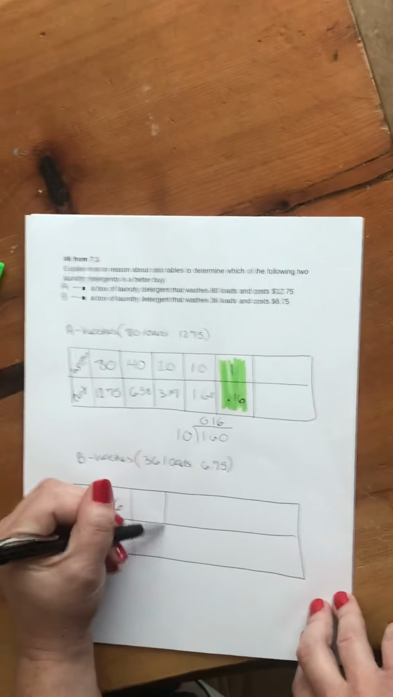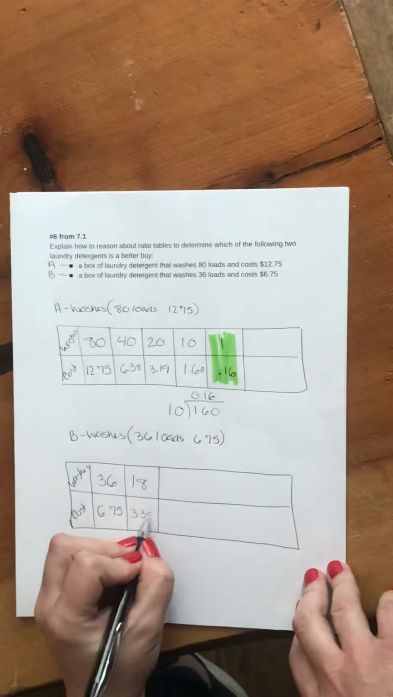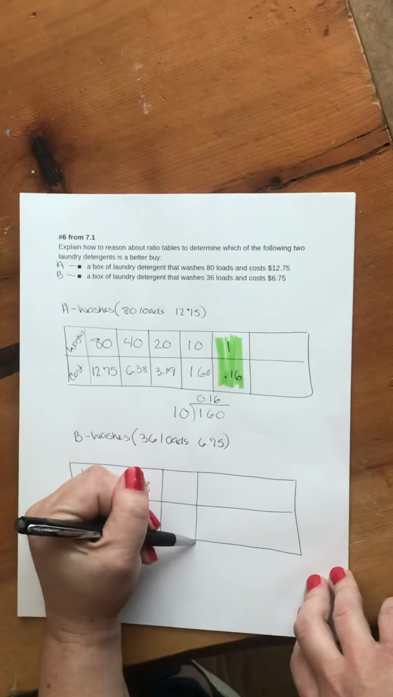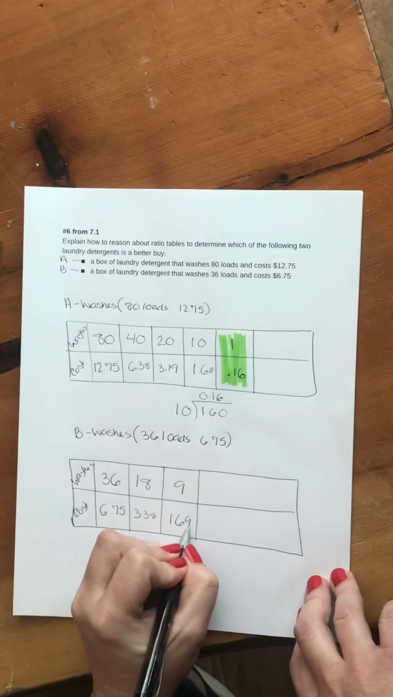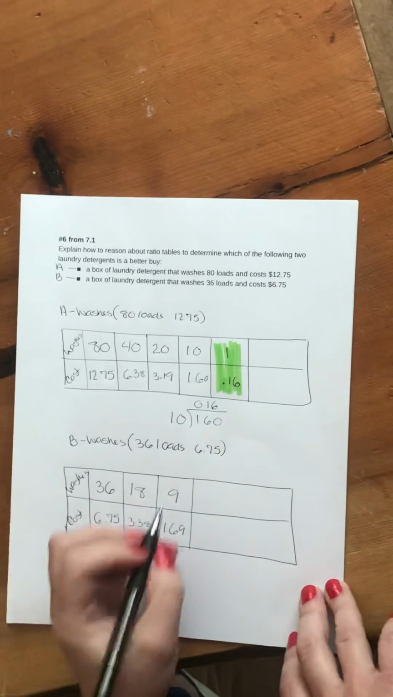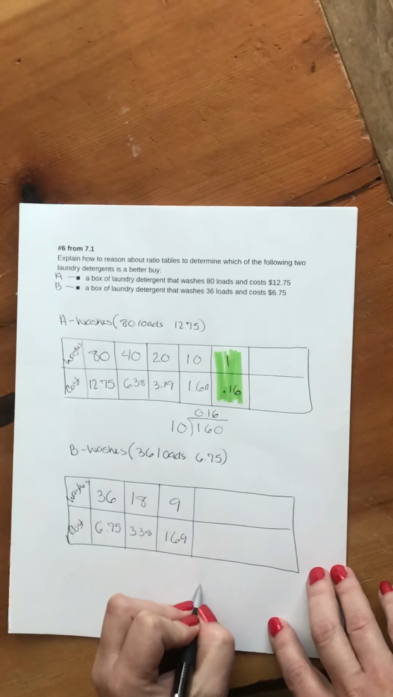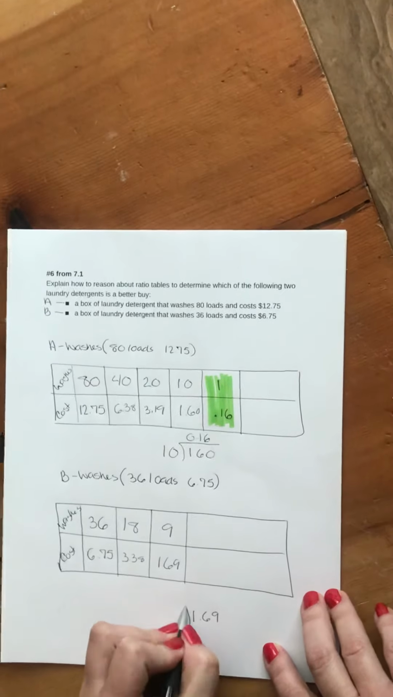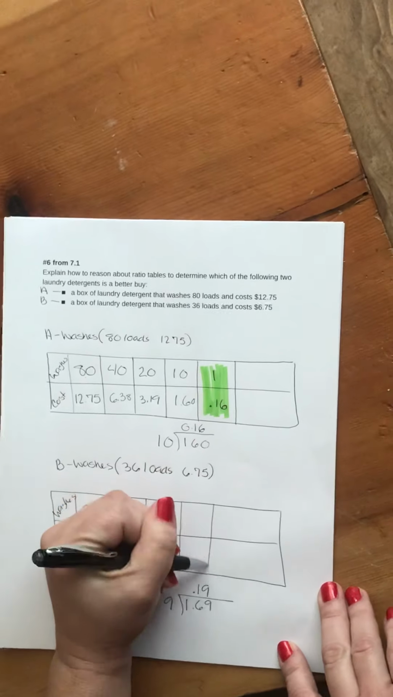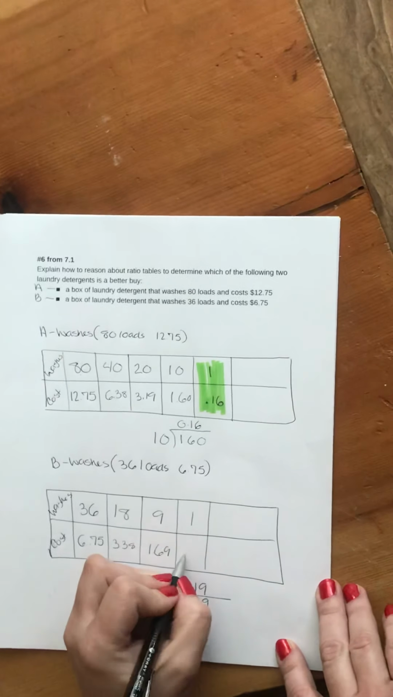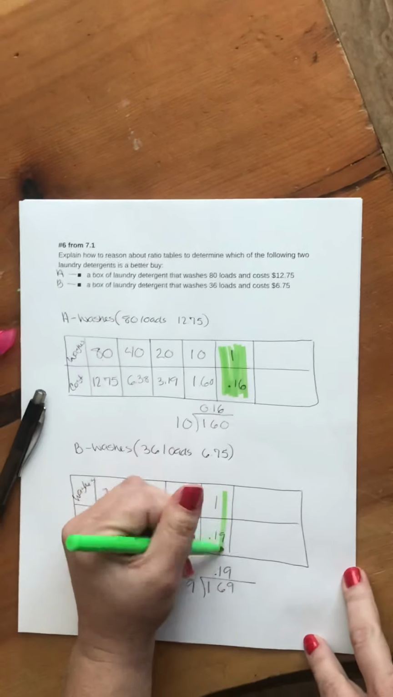So half of 36 is 18, and half of $6.75 is $3.38. And then again, half of 18 is 9, and half of $3.38 is $1.69. And then now you've got it down to 9, so you're going to do the same thing that you did here with wash A situation, and you're going to say you have the $1.69 divided by 9, and that gives you just about 19 cents. So you know that for one load, it is 19 cents. And go ahead and highlight that for comparison.